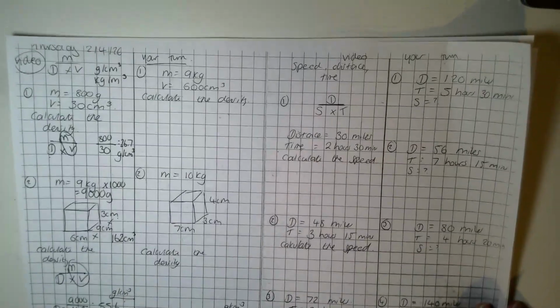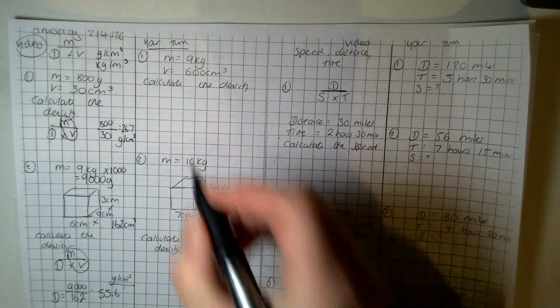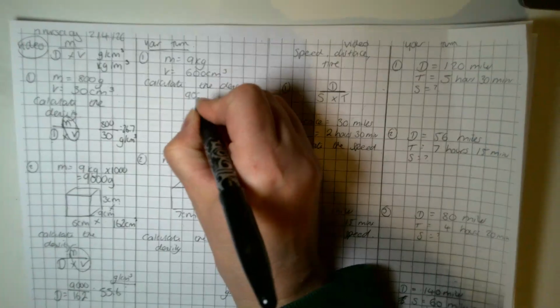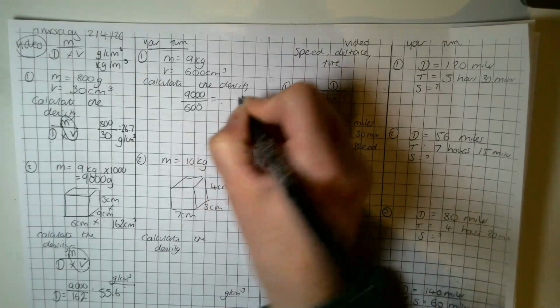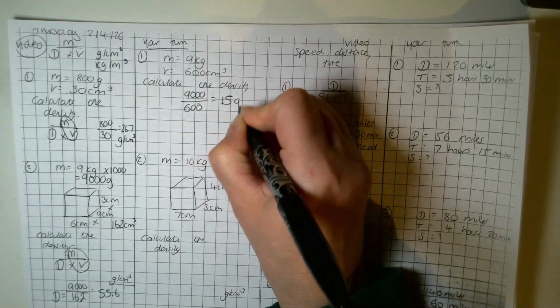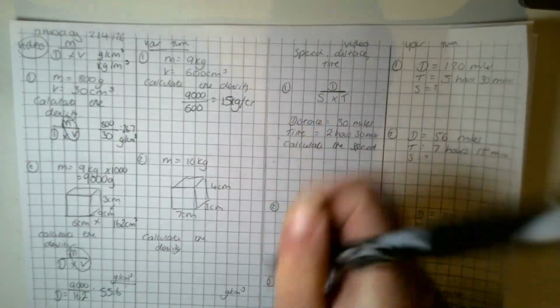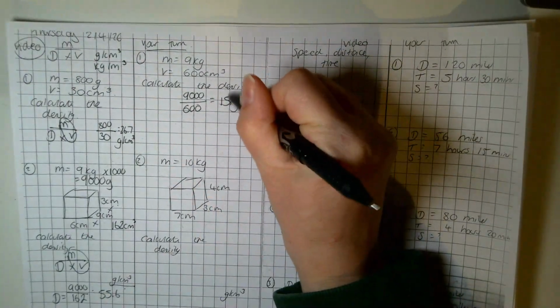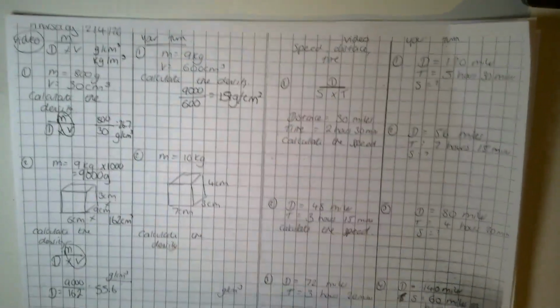Okay, you've got a couple of questions to try now, so press pause and then play when you're ready. Okay, so hopefully you remembered to convert your kilograms into grams. So you should have done 9,000 divided by 600, and you should have got 15 grams per centimetre cubed, because I converted it.